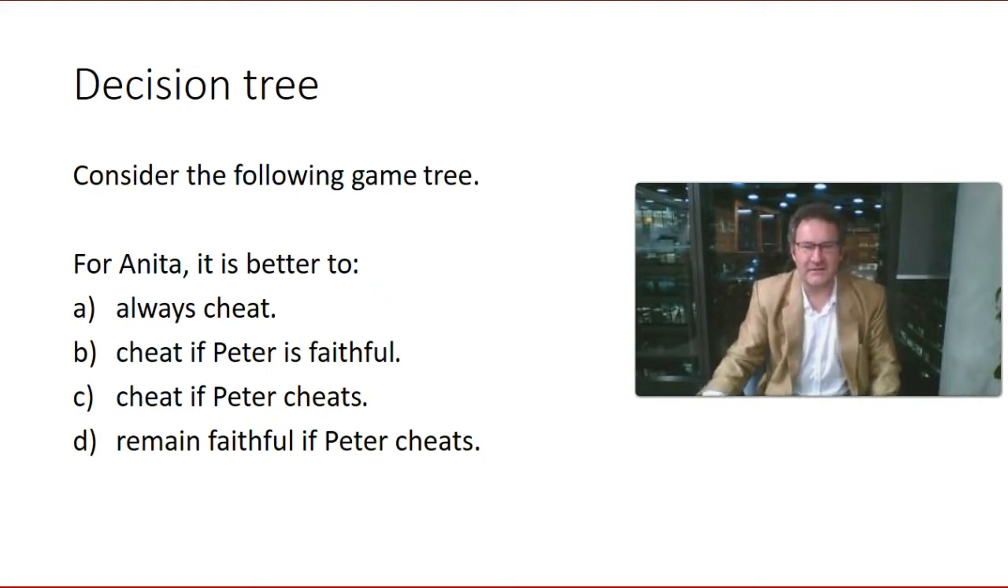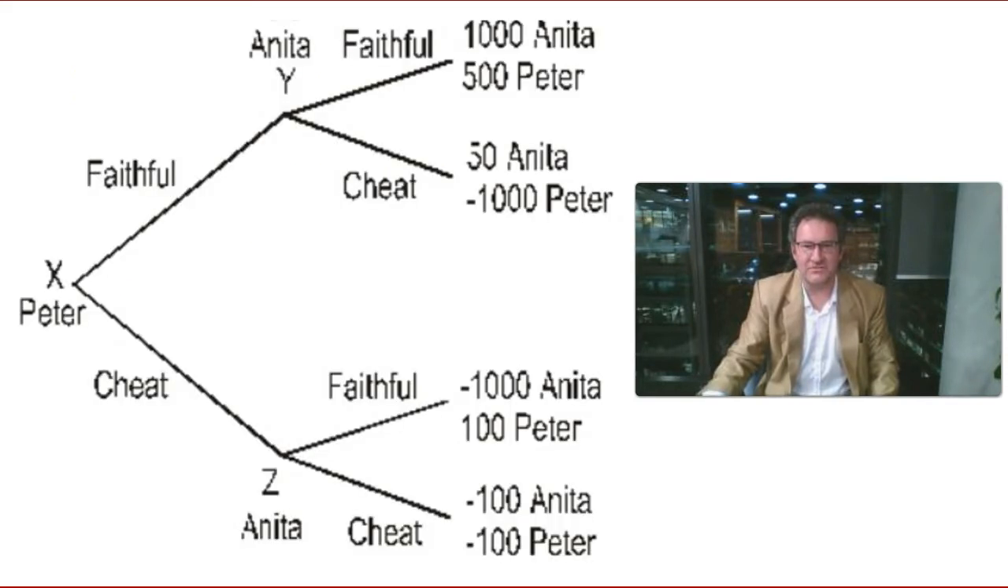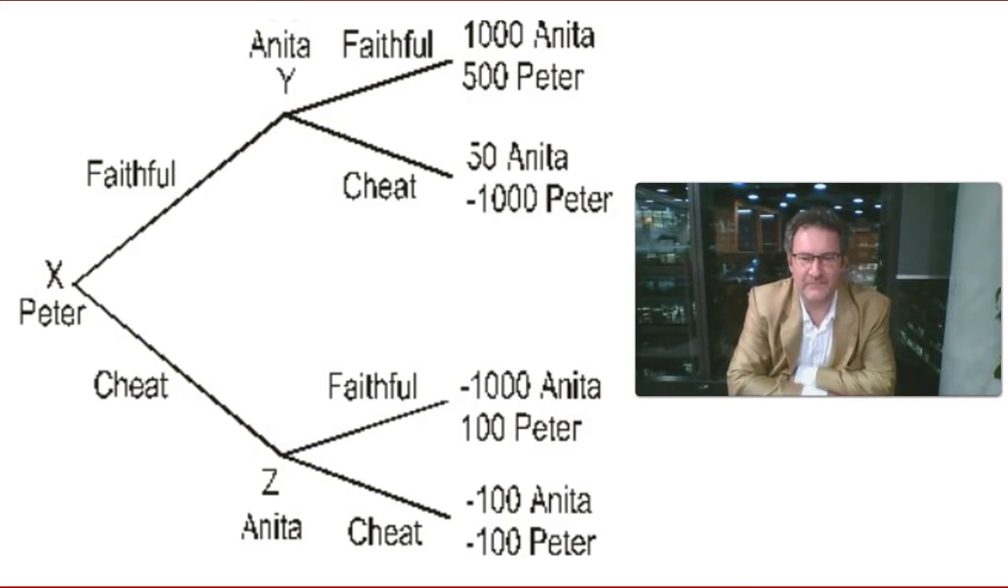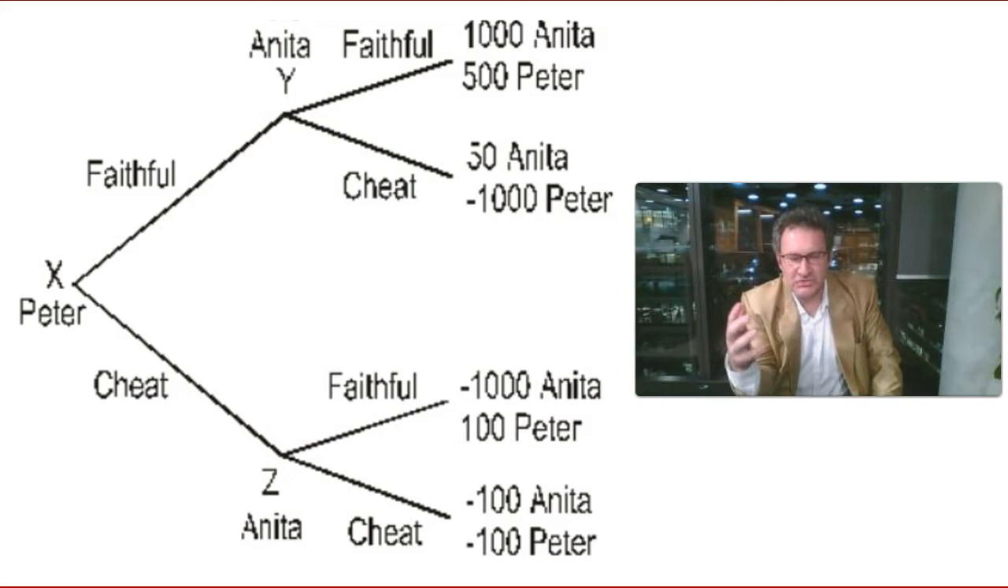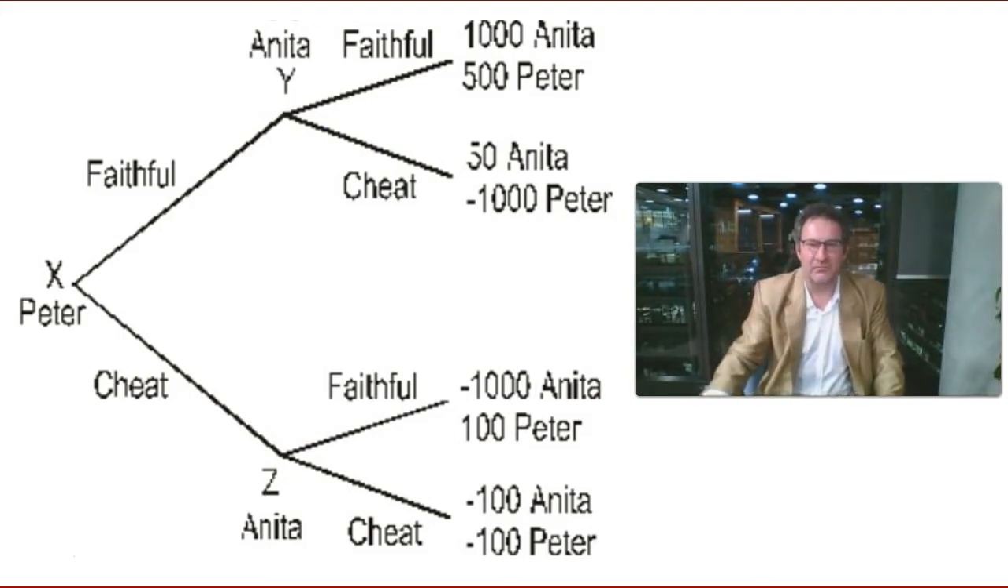Okay, so let's look at this decision tree. So here we are, we've got a decision tree here. This is just, as I said, a visual representation of the payoff matrix. So we can think of it this way. If you look at the endpoint, you can see these are the payoffs. We've got 4 payoffs for the various combinations of strategies that could be used by Peter and Anita.